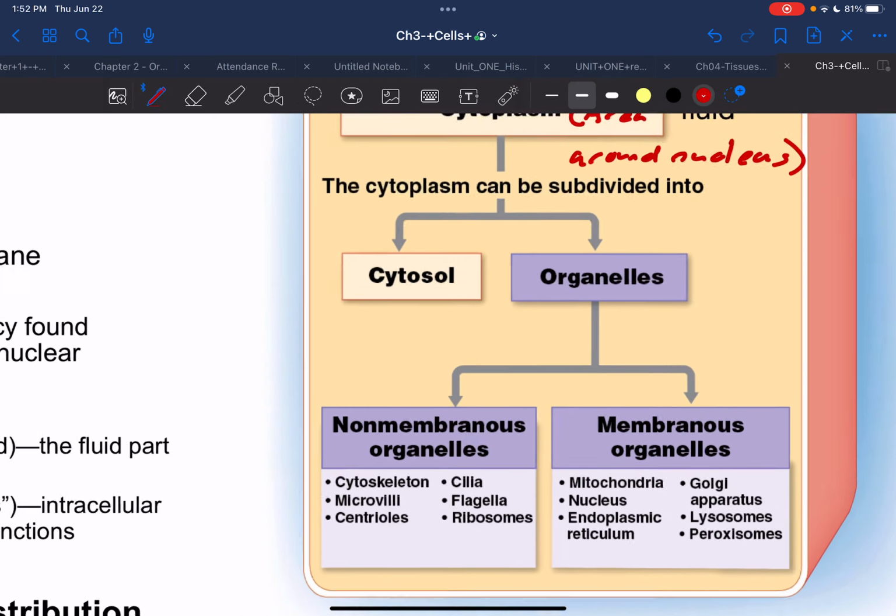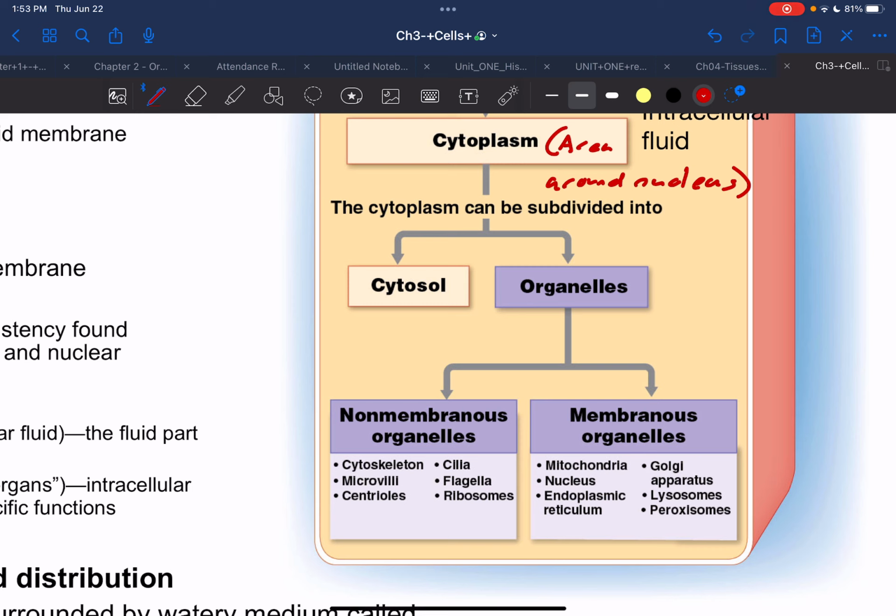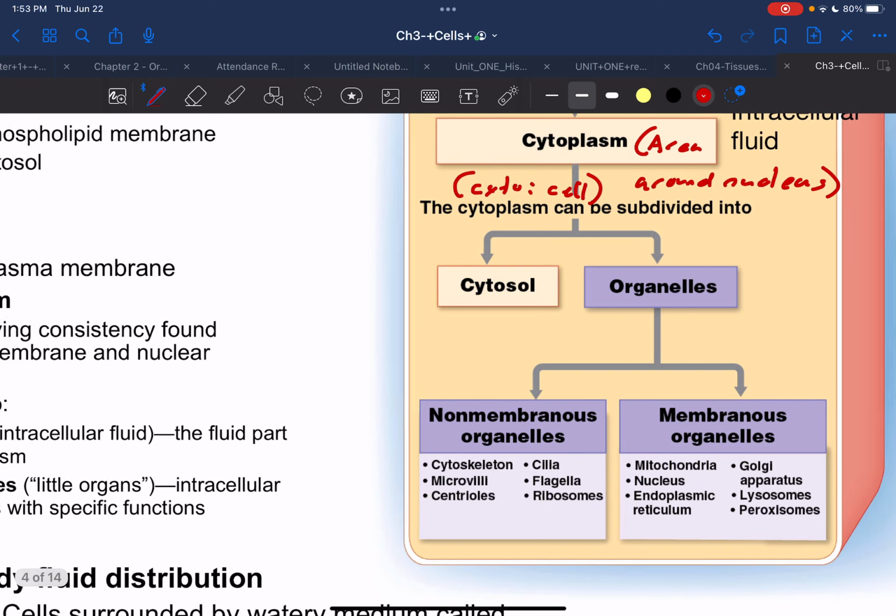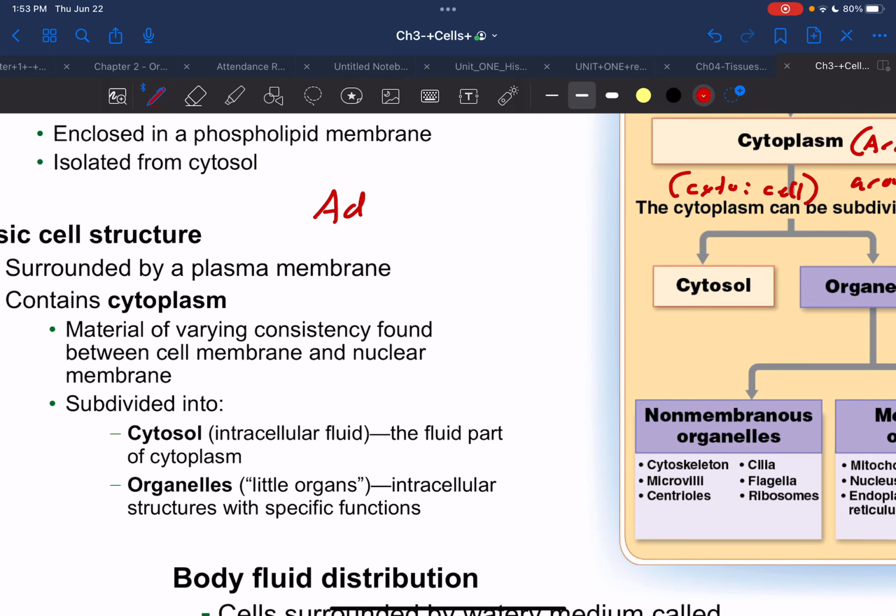Cytosol. First, let me introduce you to a new Latin word that's going to haunt you for a while. Cyto. In your heads, it actually is cell. It means cell. Cyto. You may see some variations of the way it's used. For example, you may see the word adipocytes.